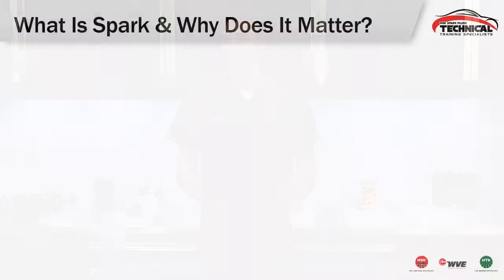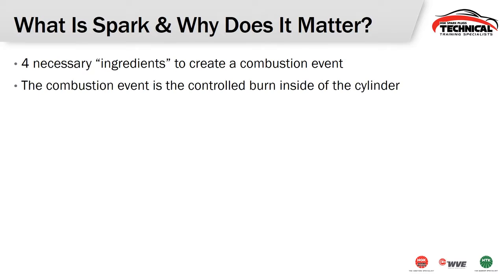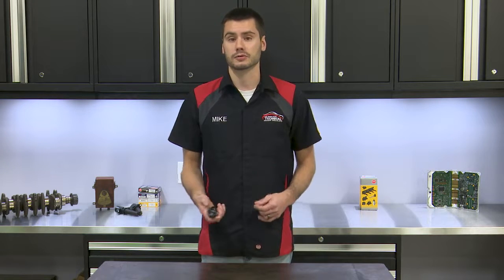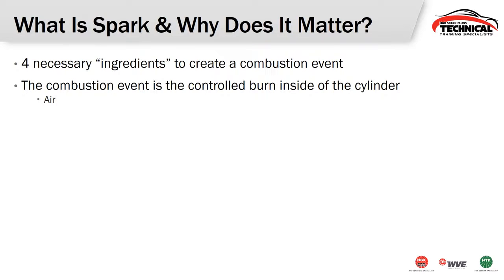So now let's answer the question of what exactly spark is and why does it matter? What is it for, and what does it do? Well, spark really is just one of the four necessary ingredients to create a combustion event. Now, this combustion event is simply the controlled burn, or sometimes called the explosion, inside of the cylinder. This is what really makes our engine run. We basically have a small explosion inside of the cylinder forcing our piston downwards, and we'll talk about those components in just a second. So we start off with our first ingredient being air.